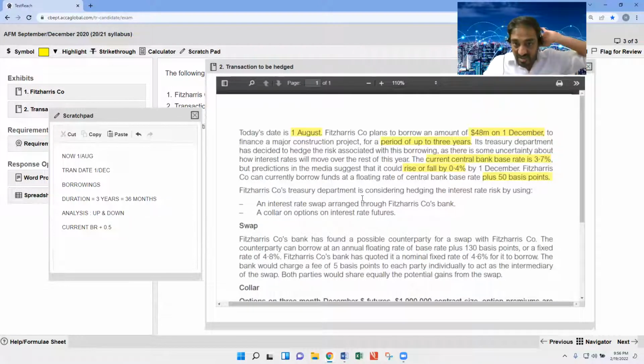Fitz Harris Company's Treasury Department is considering hedging the interest rate risk using interest rate swaps and collars on options, options on interest rate futures.